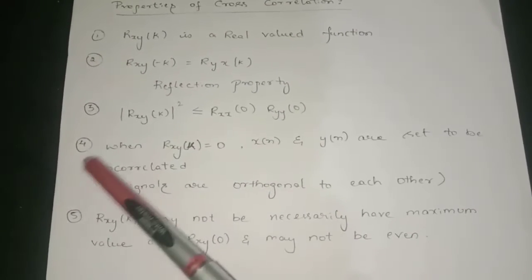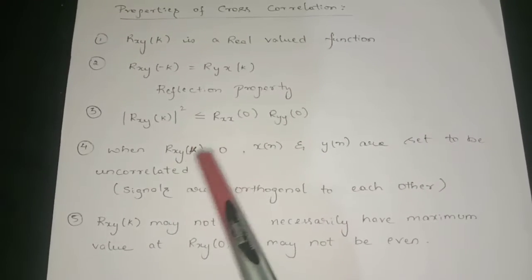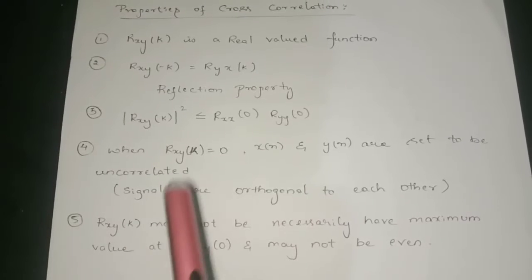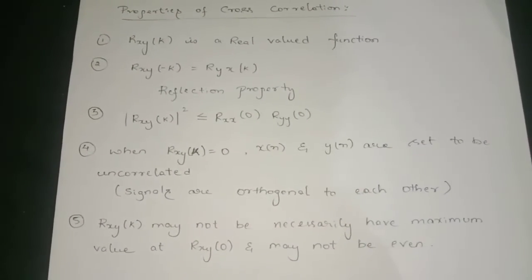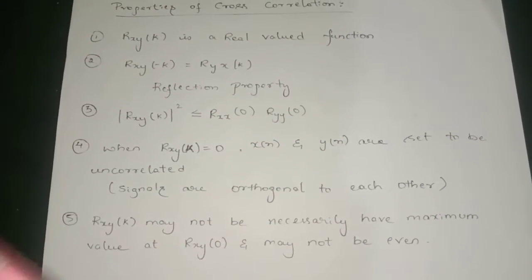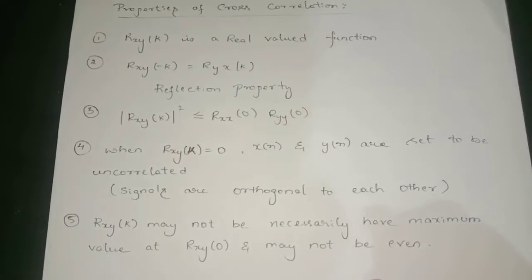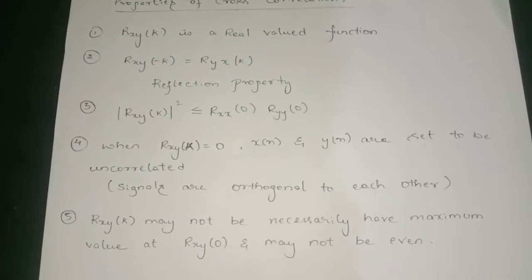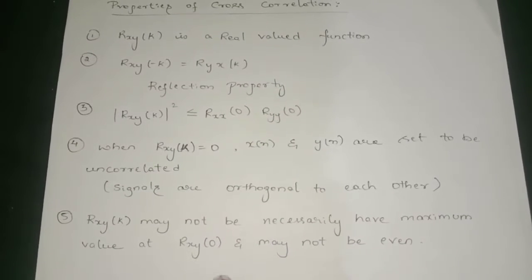Then this is the third property where Rxy of k square will be less than or equal to Rxx of 0 and Ryy of 0. This is the energy property. Then the fourth property is that when Rxy of k is equal to 0, then surely the x of n and y of n are said to be uncorrelated and the signals are orthogonal to each other.